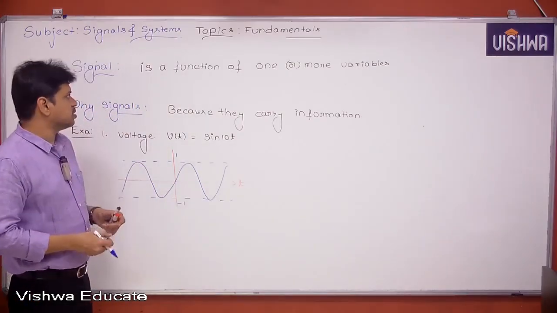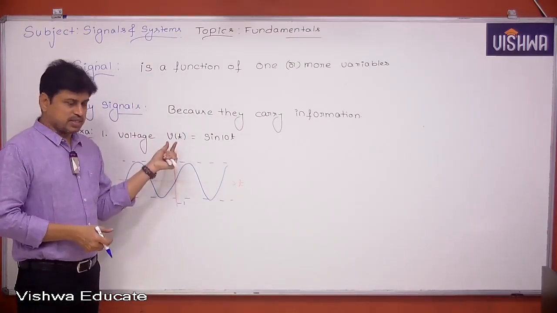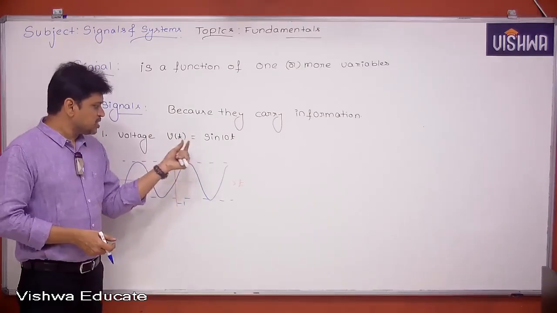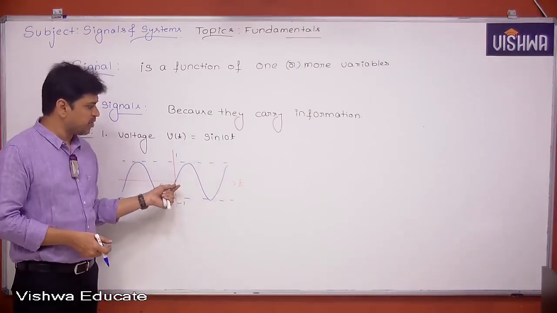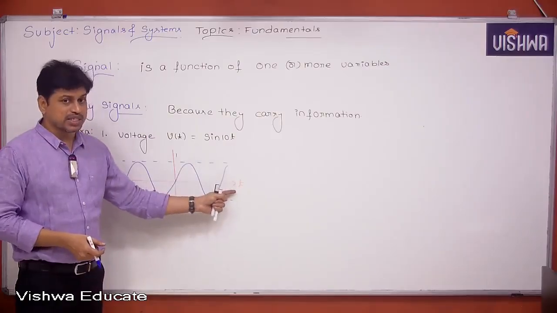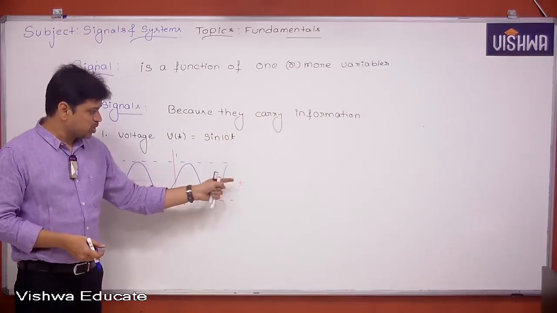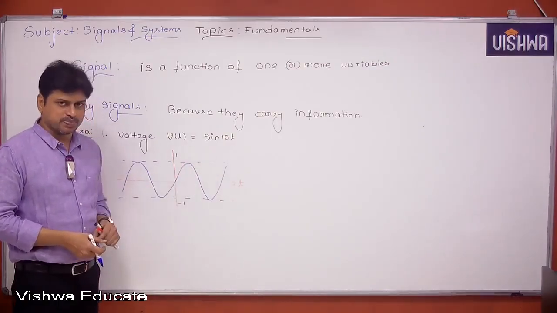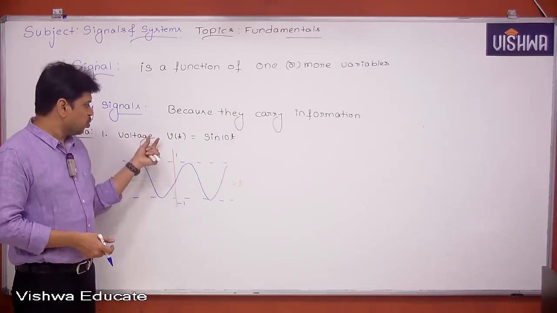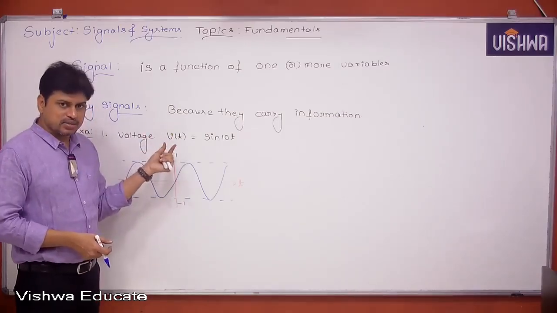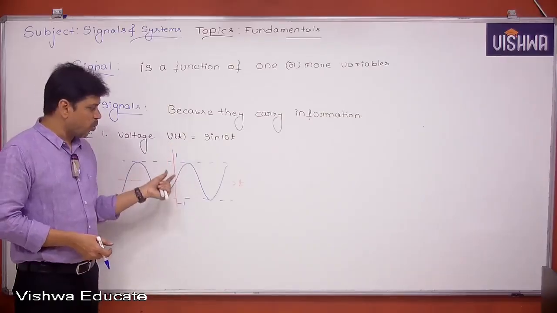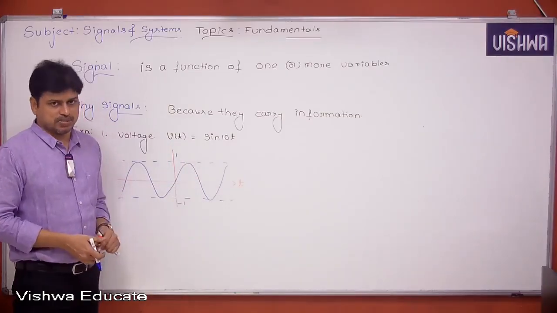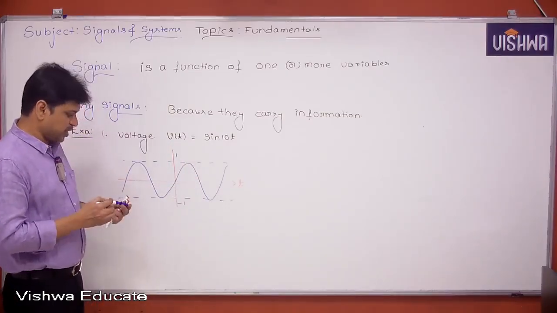So let's see, is it a function? Yes, it is a function which is varying with respect to time. So how many variables are we having? Only one variable, which is the independent variable t. So with respect to time, the signal is varying. Understood? So voltage is a function with one variable, which is nothing but t. So this is one example.